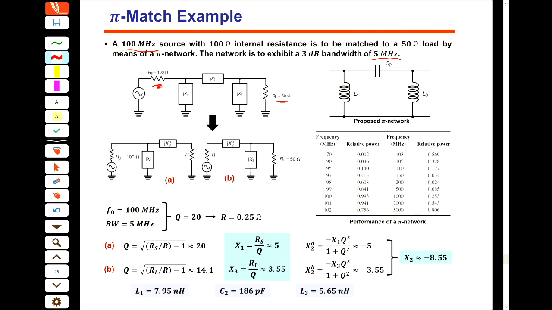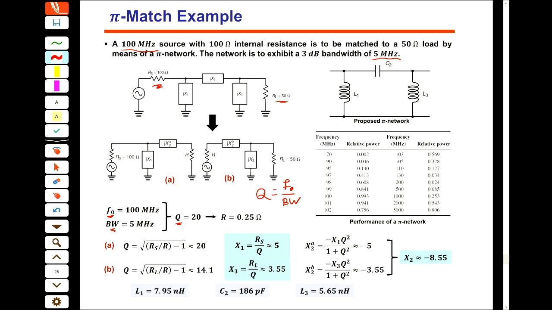So based on the center frequency, or operating frequency, or resonant frequency, and the bandwidth, we can find the Q factor. Q factor equals F naught divided by bandwidth. Okay? And it is 20. So we need a Q factor of 20 here. All right? And then based on the Q factor of 20, we have to find the R.